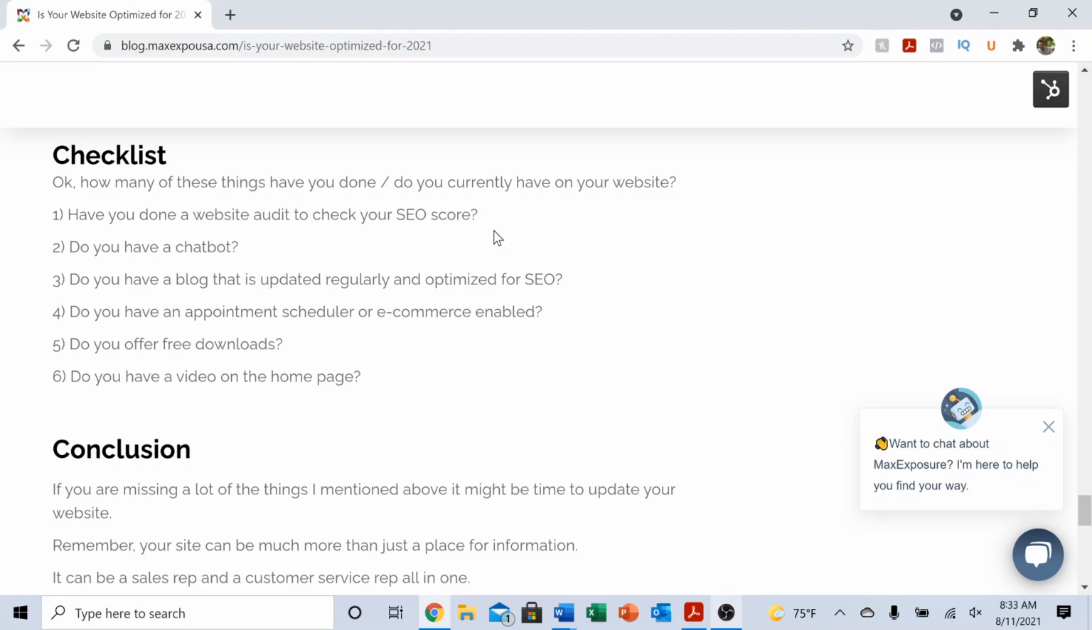So again, your website is much more than just an informational piece nowadays. It can be a sales rep. It can be a customer service rep if you set it up in the correct manner.